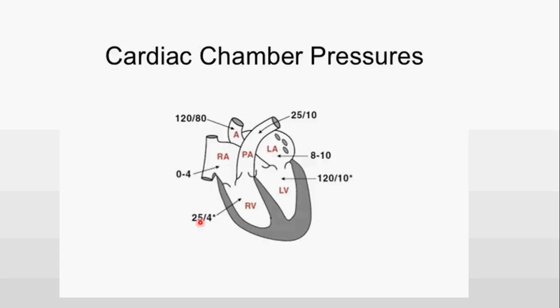Once the right side and the left side reach 4 millimeters and 10 millimeters of mercury, there's a pressure gradient because now the atrial pressures are higher than that of the ventricle. So immediately the valves will open up because the pressure in the atriums is higher, and they start dumping the blood that has been collecting into the ventricle.